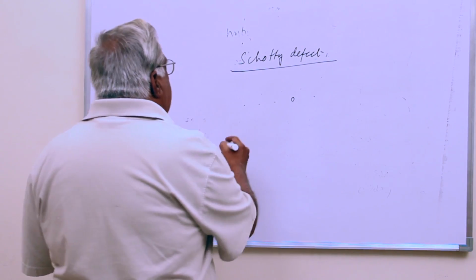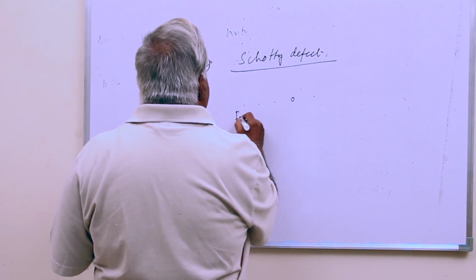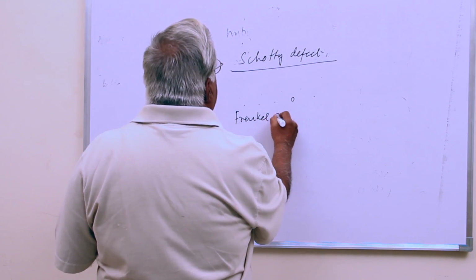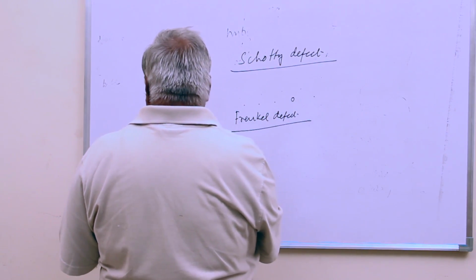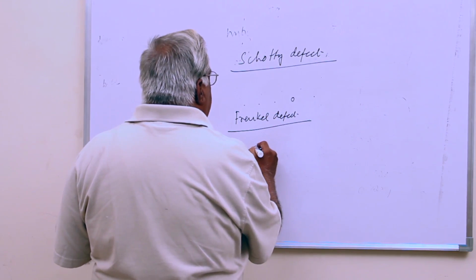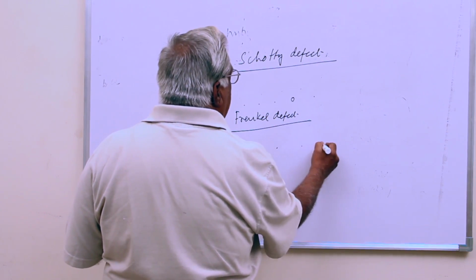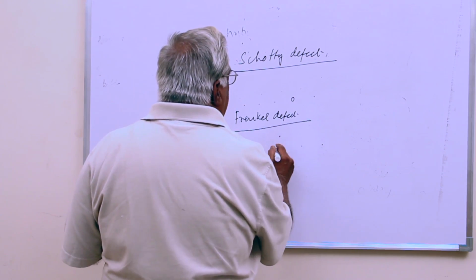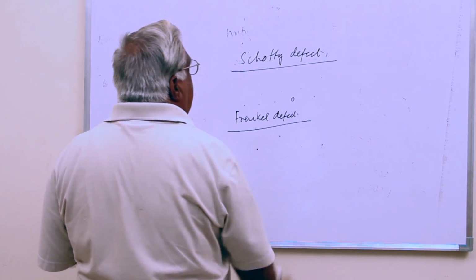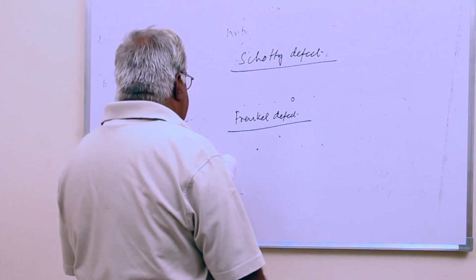Then we have another defect called the Frenkel defect. The Frenkel defect is something where, if this is one atom, this is one atom, and this is one atom, then this atom is displaced to another point here. You have a vacancy here, but the atom has gone into the other point. So this is called the Frenkel defect.